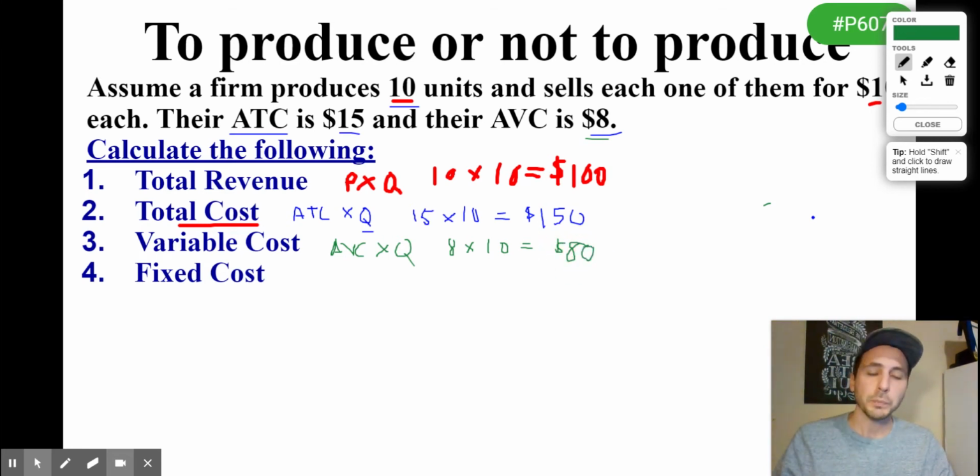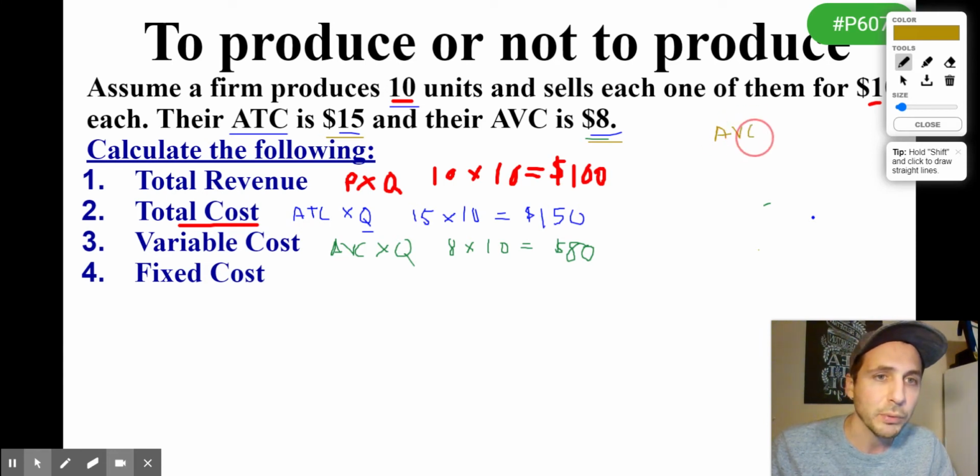Okay, which means that my fixed cost must be what? So I jump over here. Let me change the colors one more time for you. So my total fixed cost. Well, what's my average fixed cost? There are two ways I can find this. First, I can find the difference between average total cost and average variable cost. Remember, AVC plus AFC equals ATC, right? So my average total cost is 15, my average variable cost is 8, which means my average fixed cost must be 7.